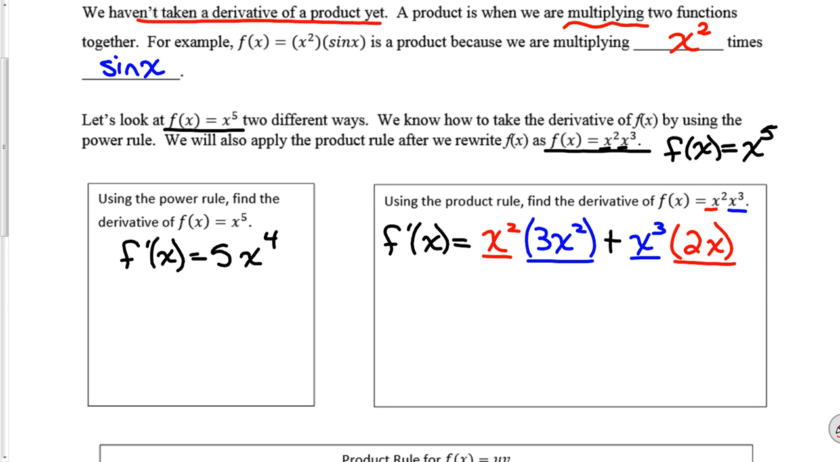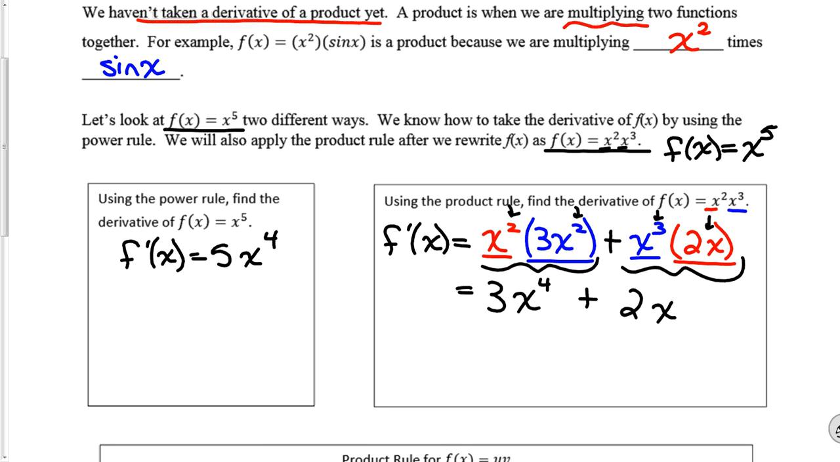And let's see how this pans out. If I simplify this a little bit, my first term is really 3x to the, I have a second, so that's x to the fourth. And then my second term, I have a 2, and I have an x to the third times an x to the first, which is to the fourth. If I combine those, because they are the same, I have an x to the fourth and an x to the fourth, that's 5x to the fourth. So first of all, I just want to point out, we got the same thing, whether we use the product rule or we use the power rule. So my point is, you have to use the product rule whenever you have a product.